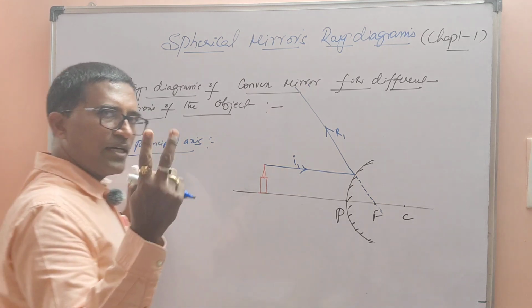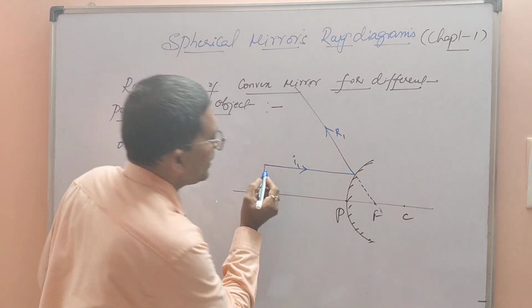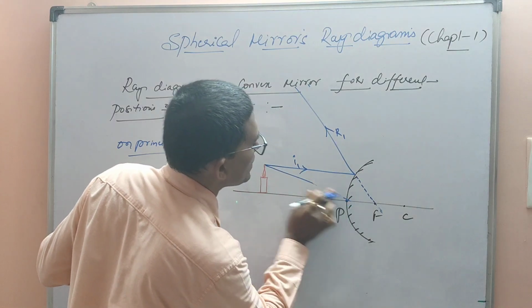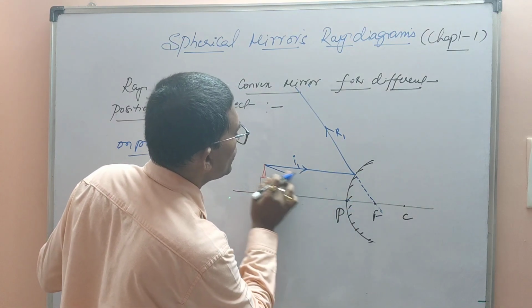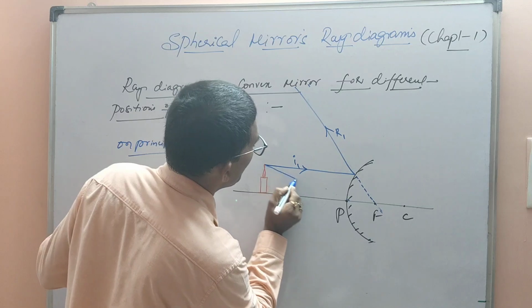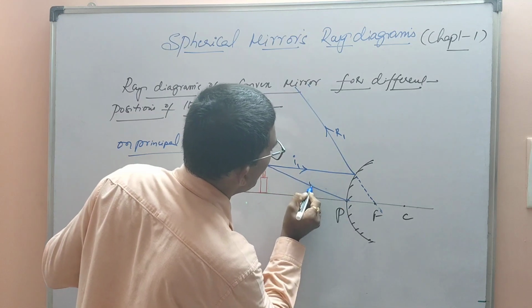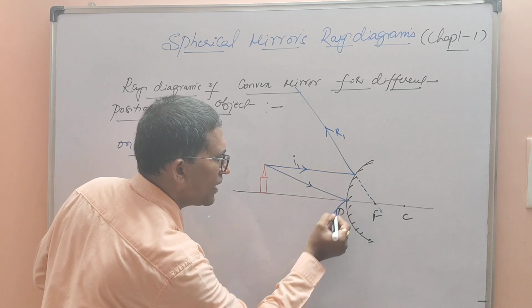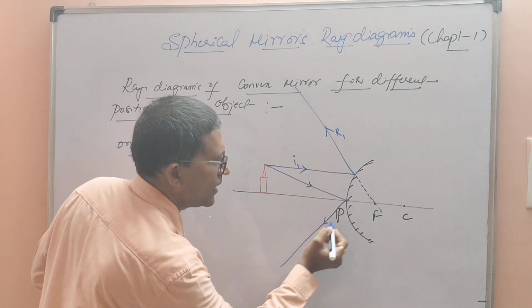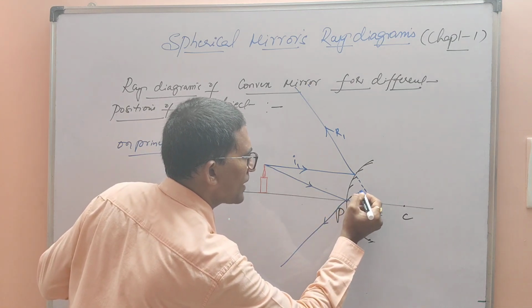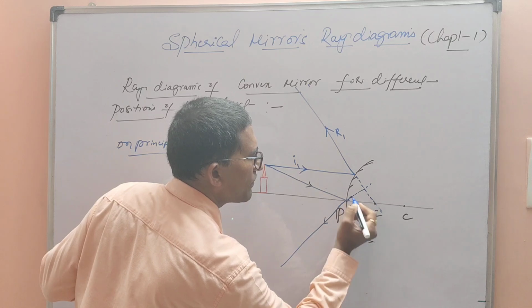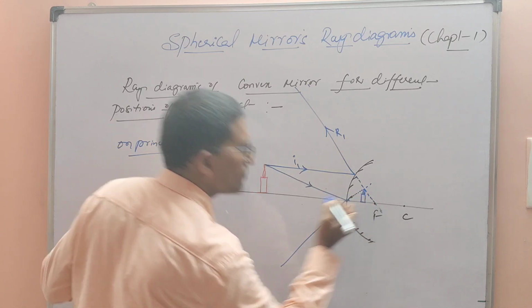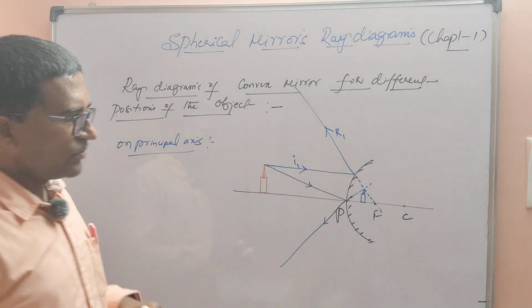Next ray, very easy to draw. I explained the rule: if the incident ray is obliquely passing onto the pole of the convex mirror, it reflects at the same angle on the other side of the principal axis. If I extend this reflected ray back, these rays are going to meet at this particular point, and here the image is formed. Is it clear?